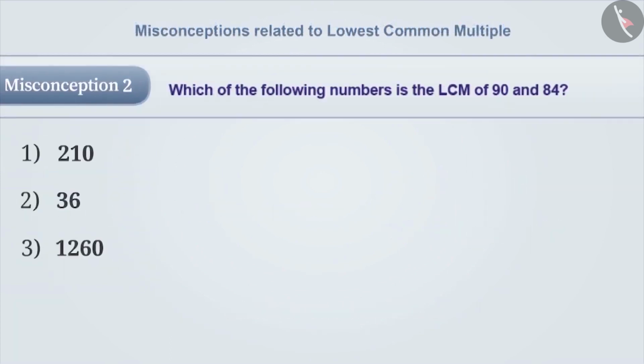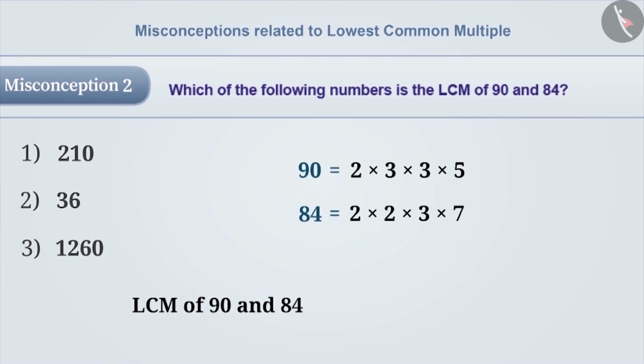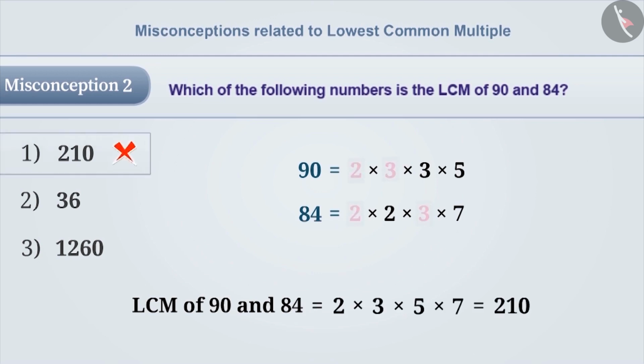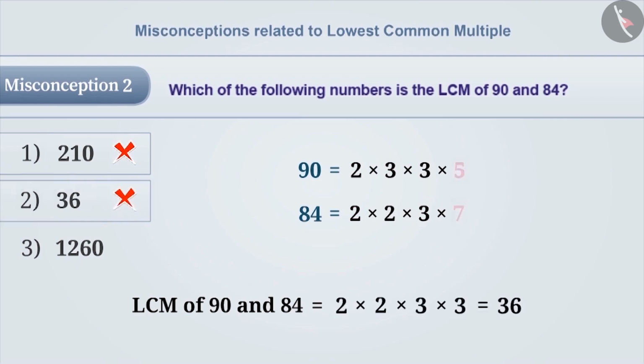Misconception 2. Which of the following numbers is the LCM of 90 and 84? In order to find the LCM of 90 and 84, many times their prime factors are written correctly. But by mistake, wrong factors are chosen. Since 2 and 3 are common factors for both numbers, those factors are excluded and all other factors are chosen for finding the product. By doing this, option 1 is chosen, which is incorrect. Similarly, sometimes ignoring the factors which occur only once, we choose the factors which occur more than once for finding the product. Hence, option 2 is incorrect.